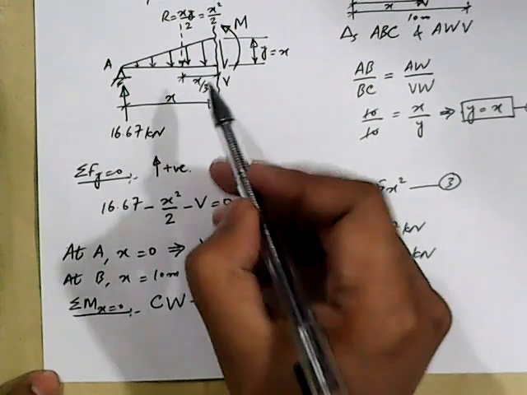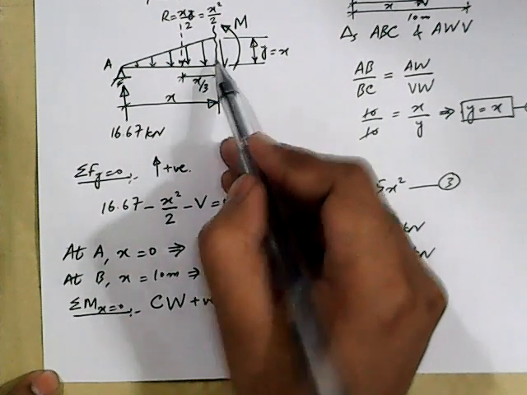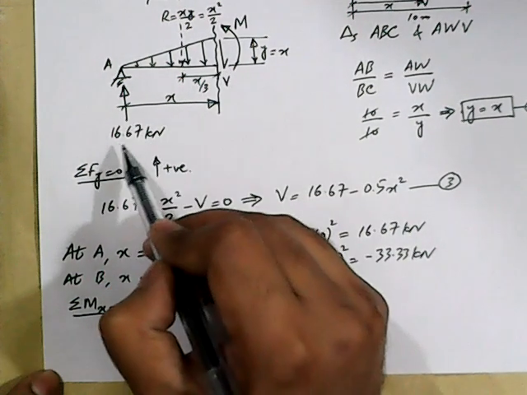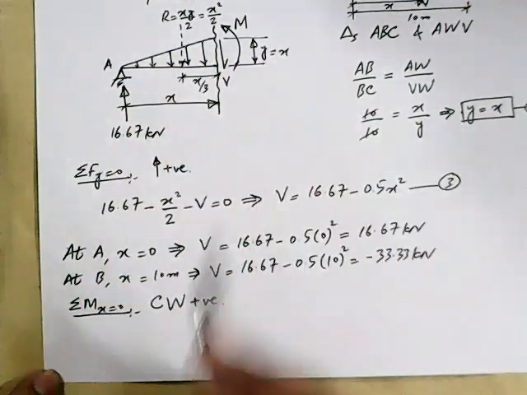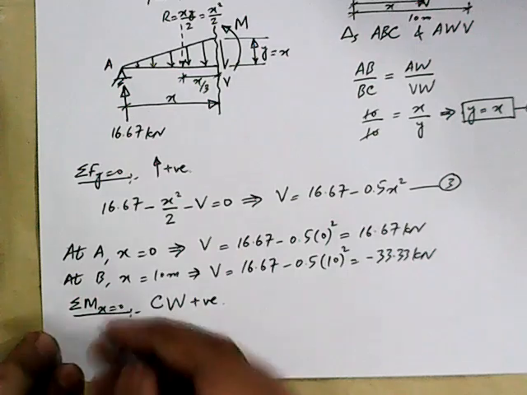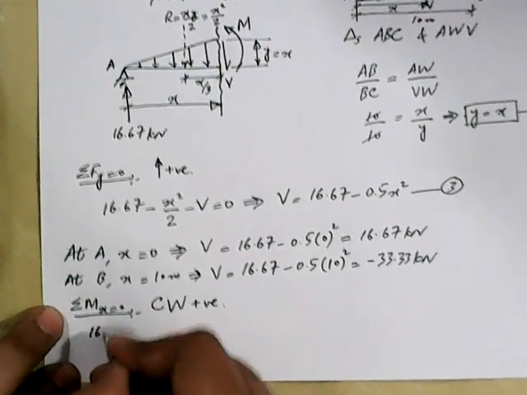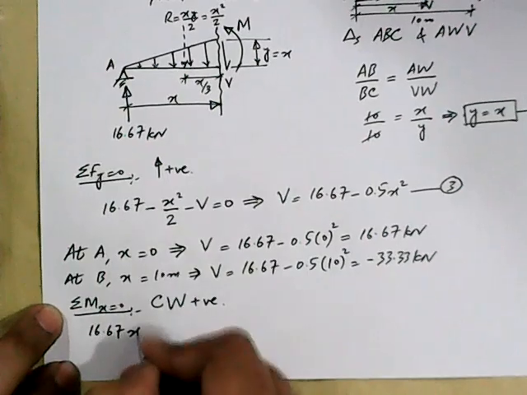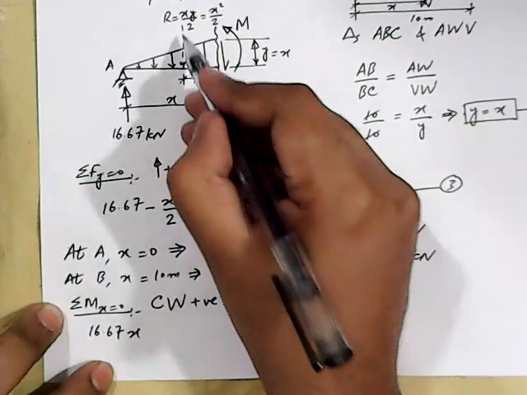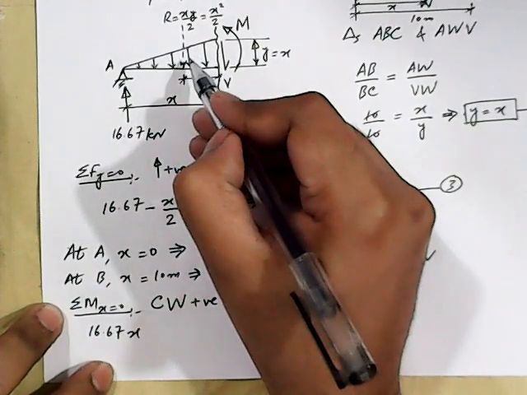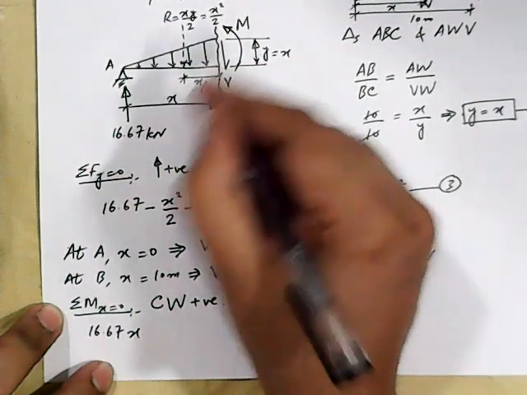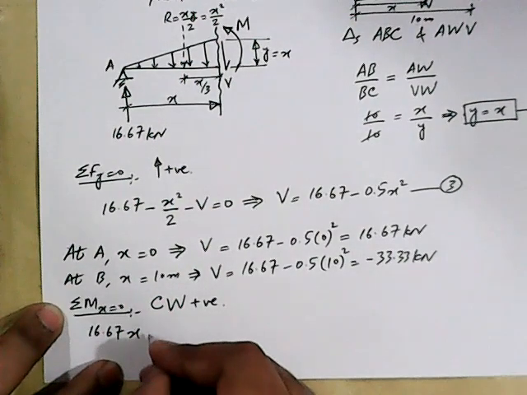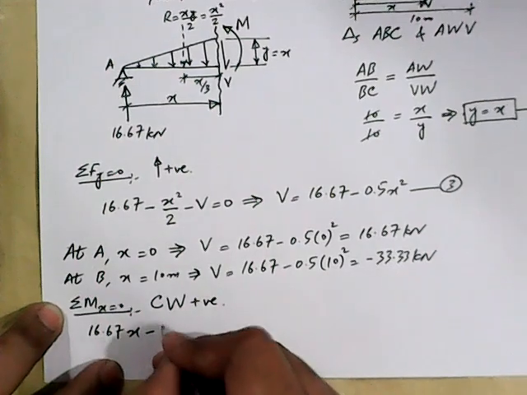Okay, so how many forces are producing movement about this section? Let's start from this side. 16.67 kilonewton is producing movement in counterclockwise direction, so it should be taken as positive. 16.67, lever arm is x, and then the resultant of this median is x square by 2, and it will produce movement in counterclockwise direction, so it should be taken as negative.